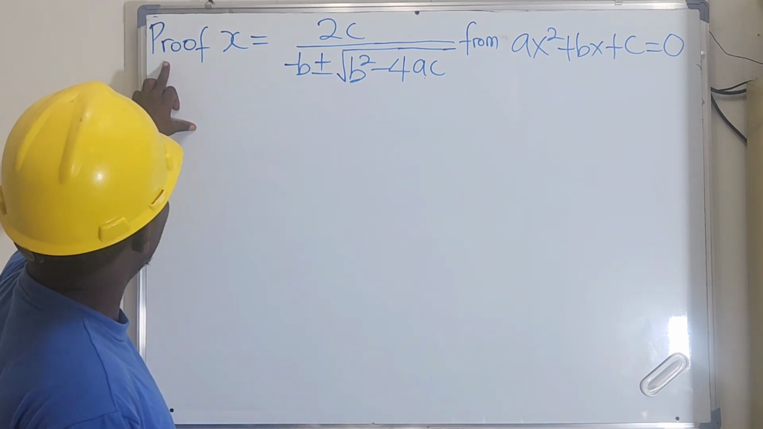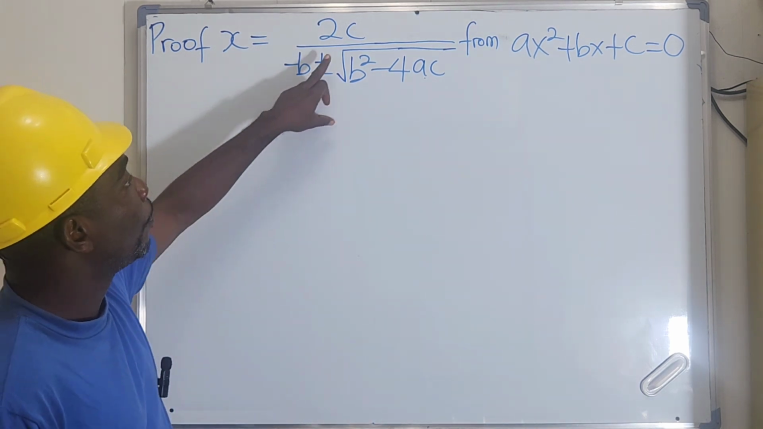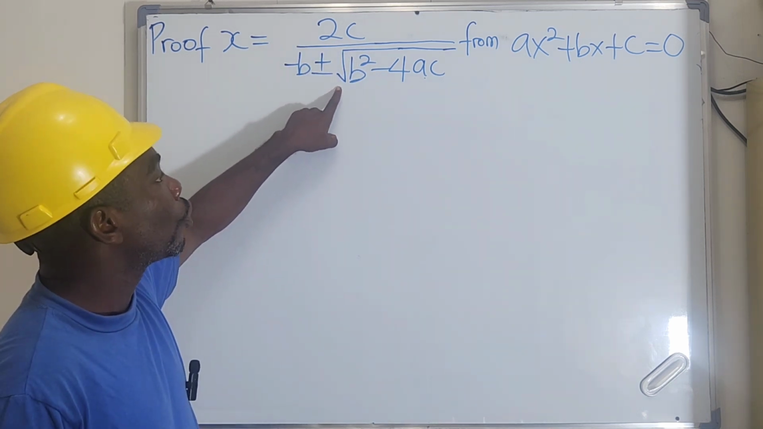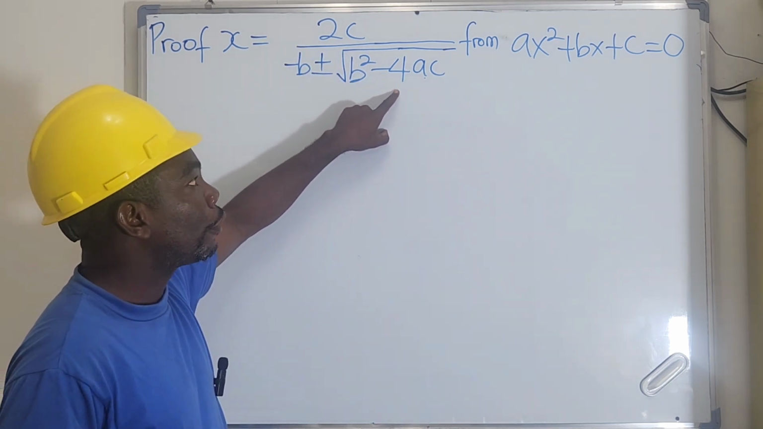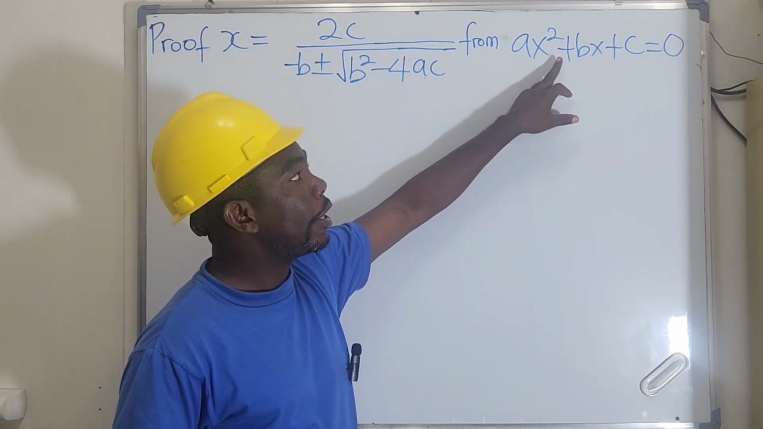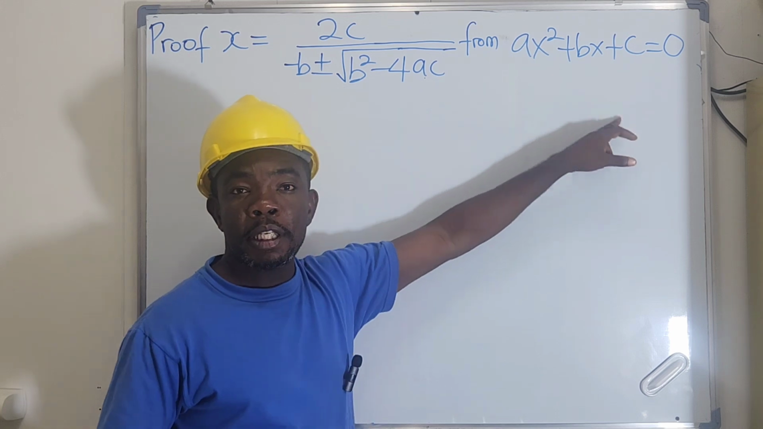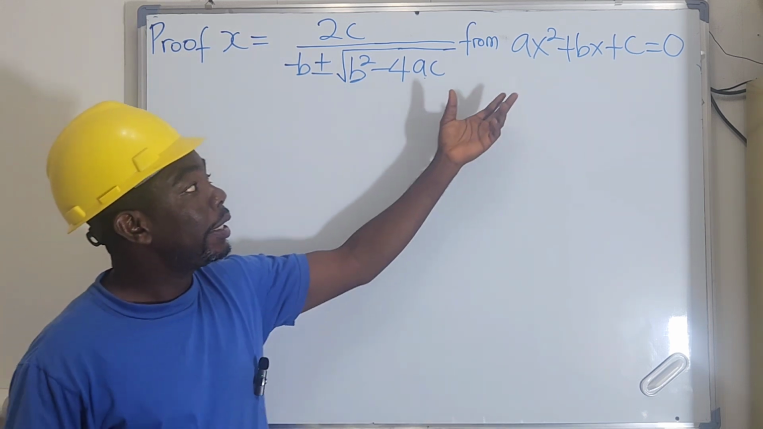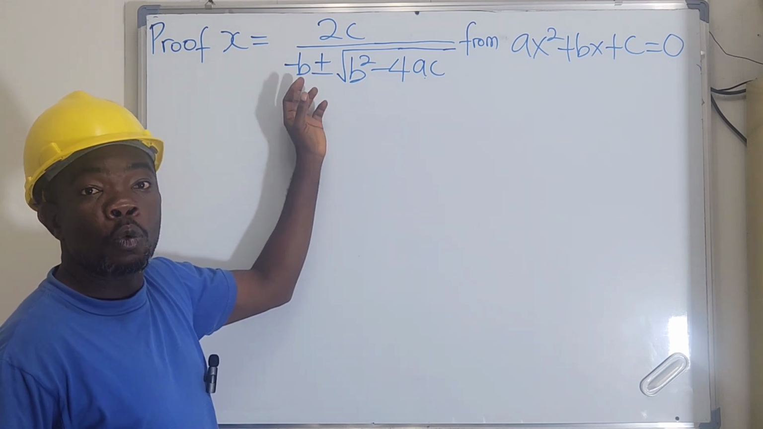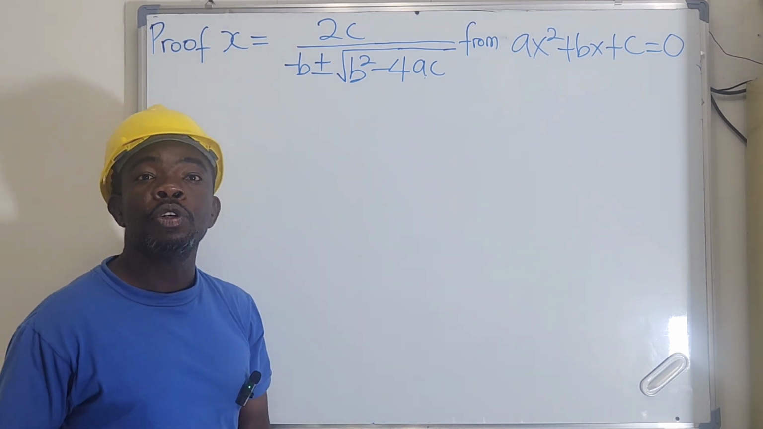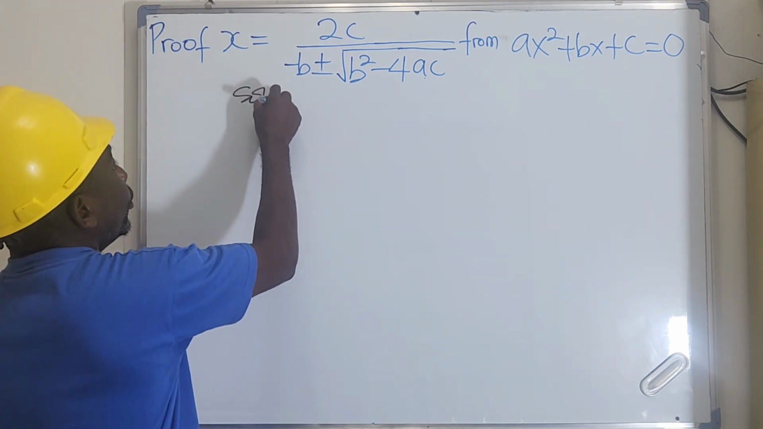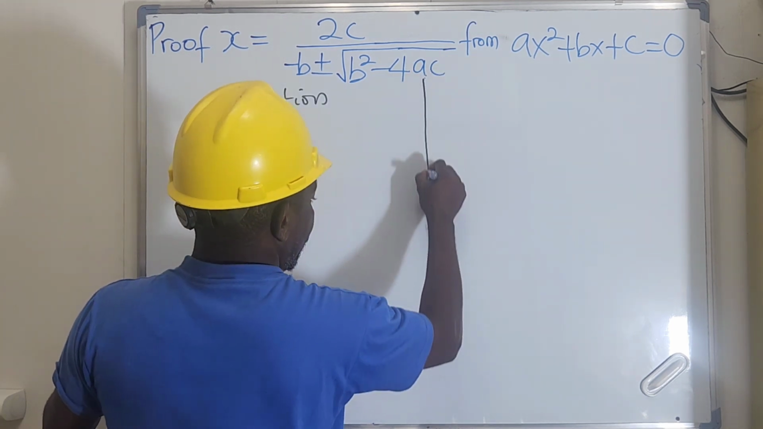So, we are going to prove that x equals 2c all over minus b plus or minus the square root of b squared minus 4ac, from our quadratic equation, which is ax squared plus bx plus c equals 0. So this is our quadratic equation, and this is an alternative quadratic formula which we are going to use to solve quadratic equations. So we have the solution, divide our board into 2.